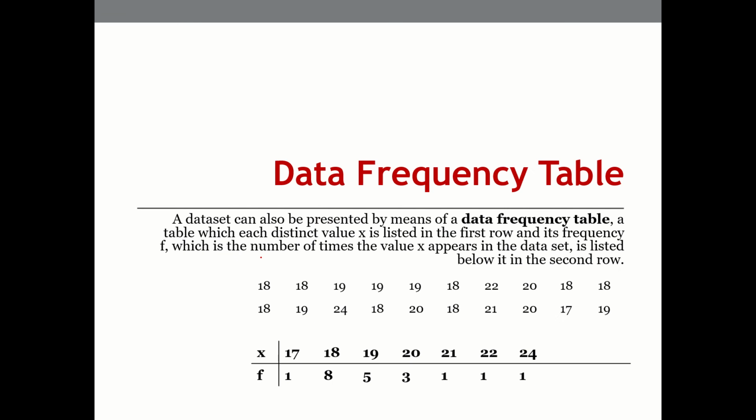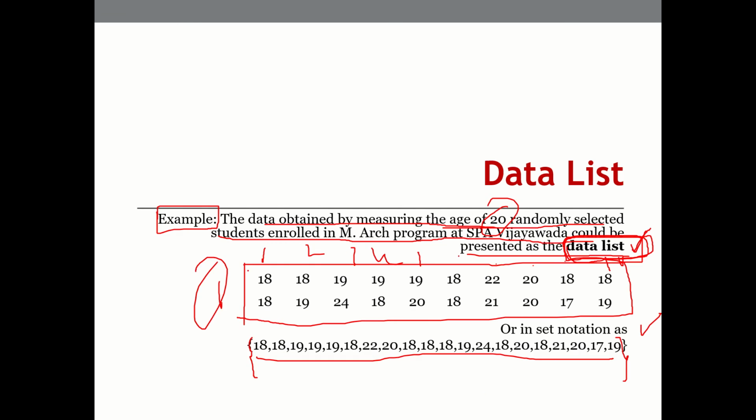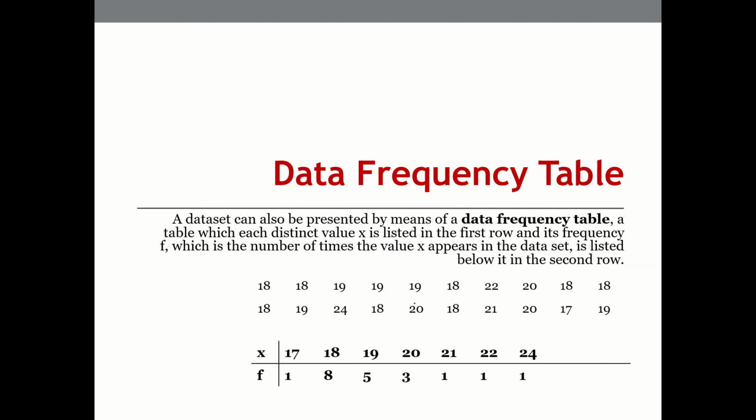Now let us see how we process this listed data. One simple way of synthesizing the data is to come up with a frequency table. For example, a data set can also be presented by means of a data frequency table, a table in which each distinct x value is listed in the first row, and the frequency f, which is the number of times the x value appears in the data set, is given below.